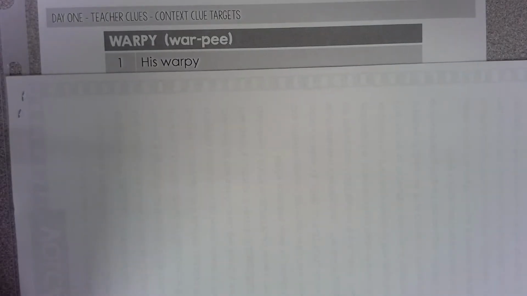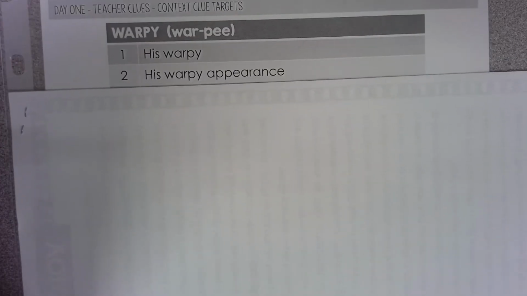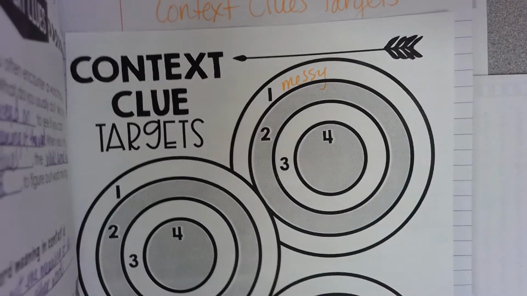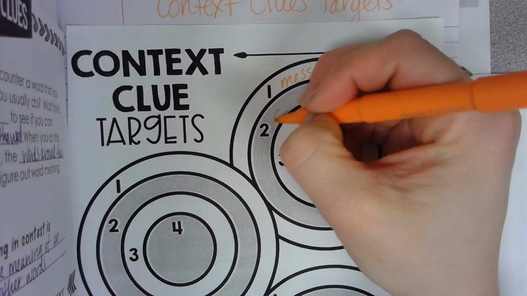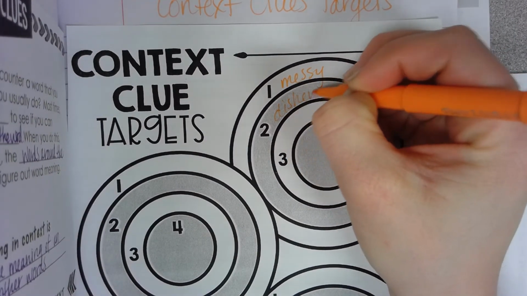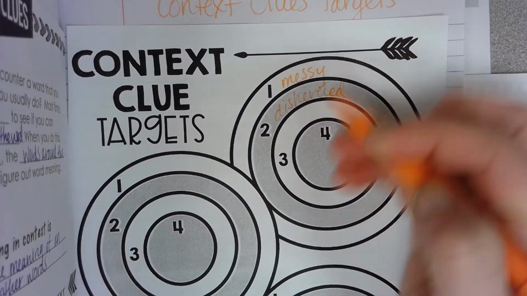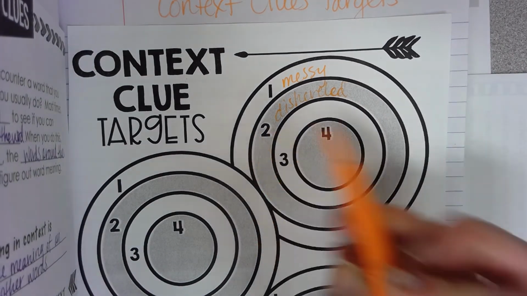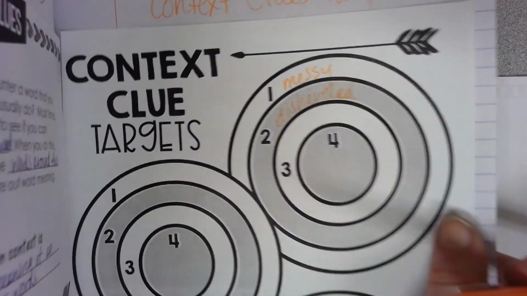Okay, next one. "His warpy appearance." Okay, so now I know it's talking about his appearance somehow. Based off of appearance and the word warpy, I'm kind of thinking it's not a good appearance. I'm thinking it's messy again, or very disheveled. So I'm going to write it on the next line going in, the clue number 2 part. Okay?